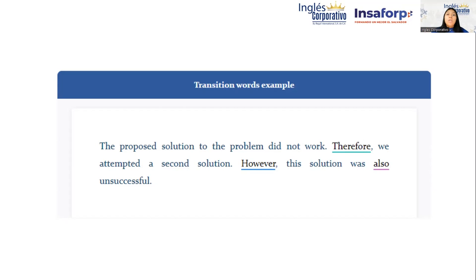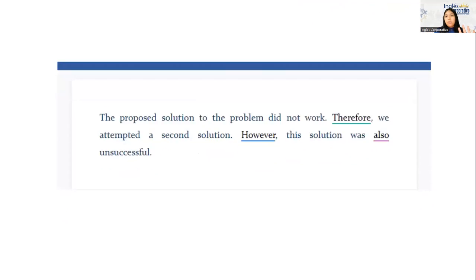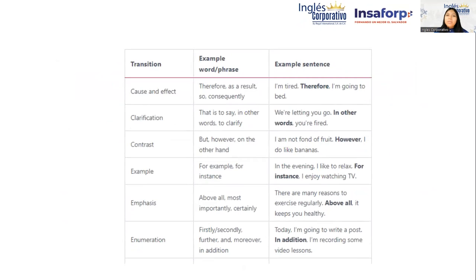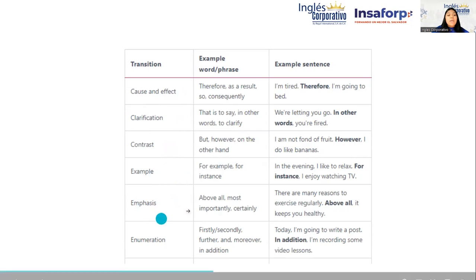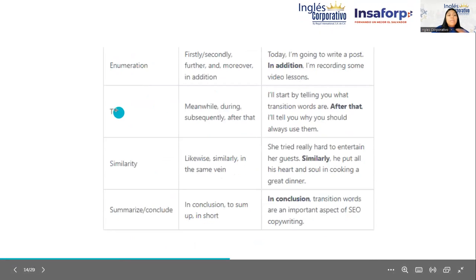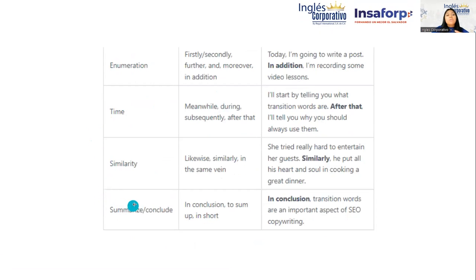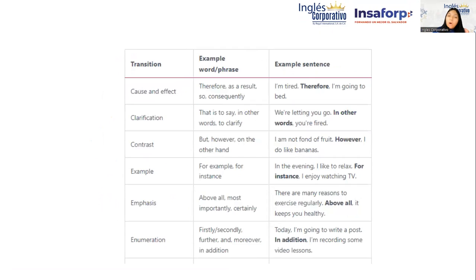So what you need to learn is at least two or three transition words per category, right? And which type of category am I talking about? In this case, as you can see right here, we have transition words for cause and effect, clarification, contrast, example, emphasis, enumeration, and we also have time, similarity, and to summarize or conclude. We have some examples. Of course, there are many other ones. But those are just examples for you to know that we have different types of transition words.